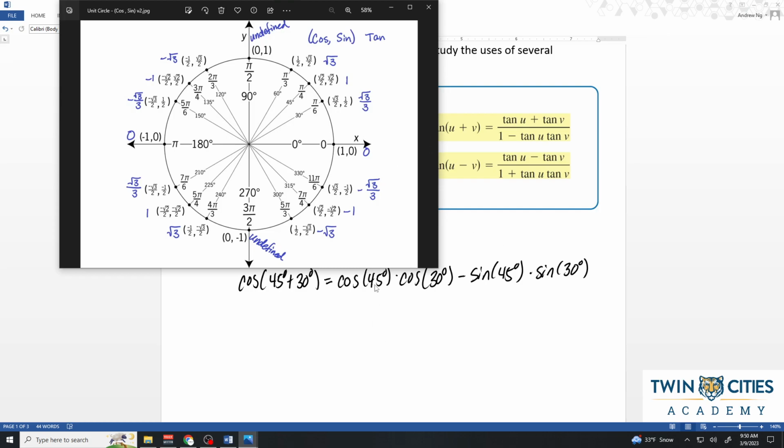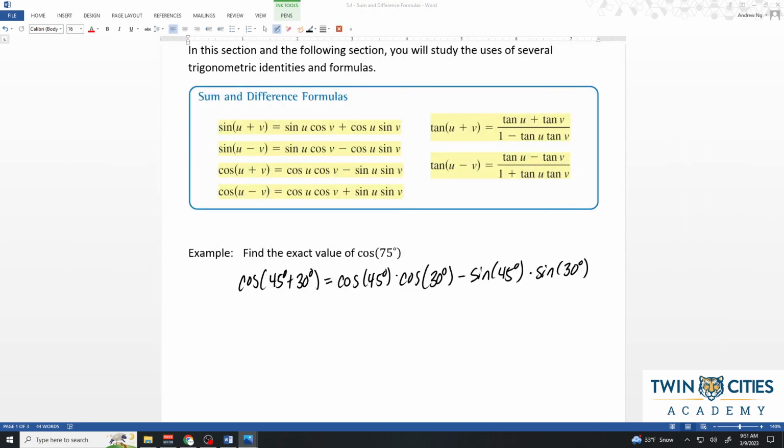Okay, so 45, 30, cosines there, square root of 2 over 2 times square root of 3 over 2, minus sine of 45 times sine of 30. So that'll be minus square root of 2 over 2 times 1/2. Let's write that down. So this is going to be equal to square root of 2 over 2 times square root of 3 over 2 minus square root of 2 over 2 times 1/2.